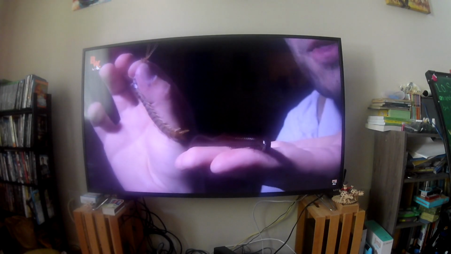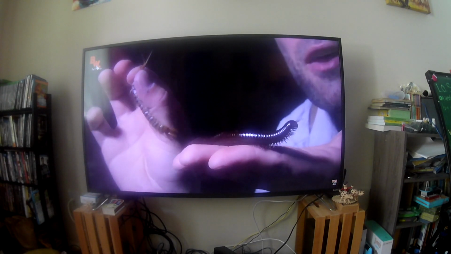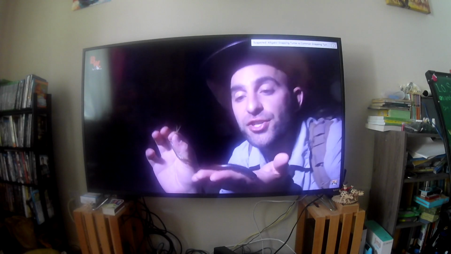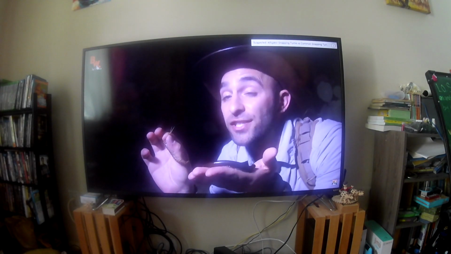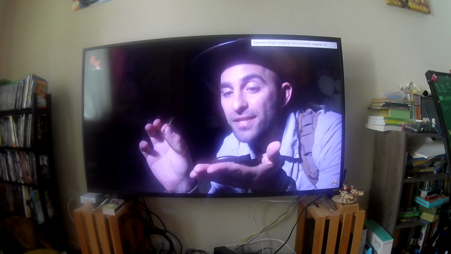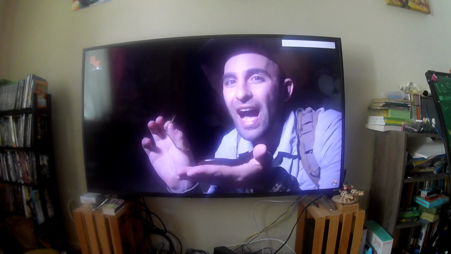I hope everybody enjoyed this comparison. The desert centipede versus the desert millipede. Both species are native to the Sonoran Desert, and I suggest avoiding both because the centipede is venomous and the millipede is poisonous.